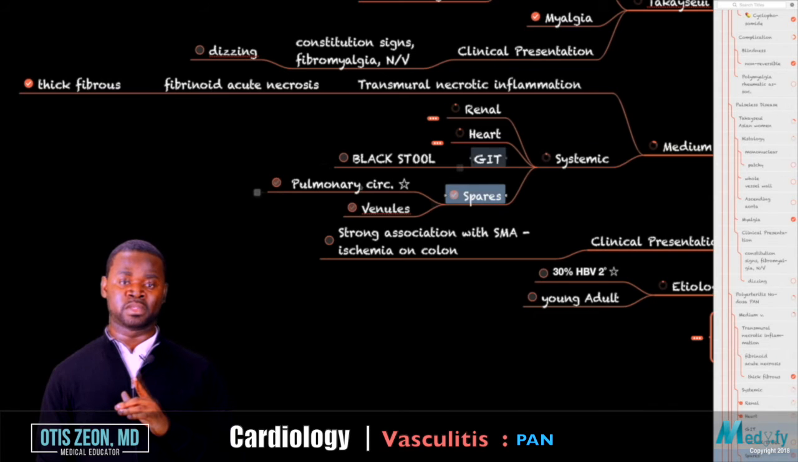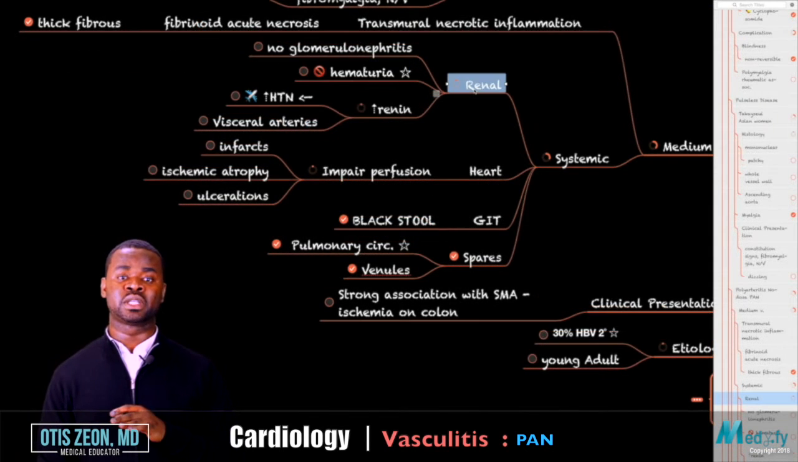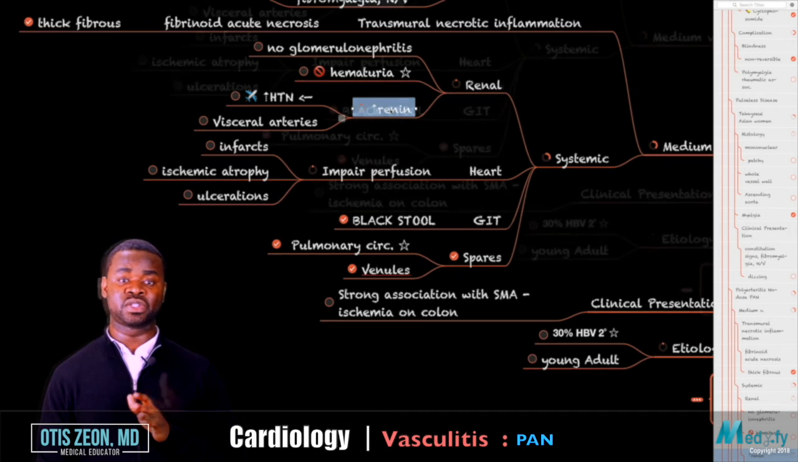So let's put a star to that. Aneurysms affect the GI tract, which can lead to melena. It can affect the heart, which can cause infarct and ischemia. It can affect the renal system, which can lead to renin problems and hypertension.